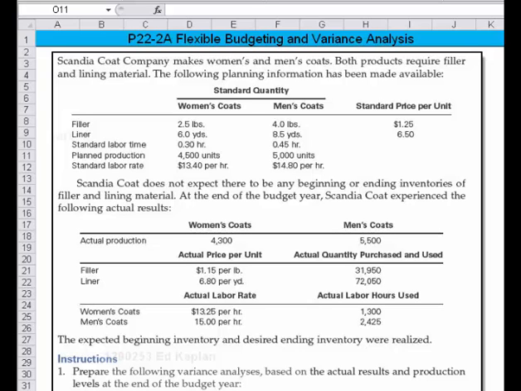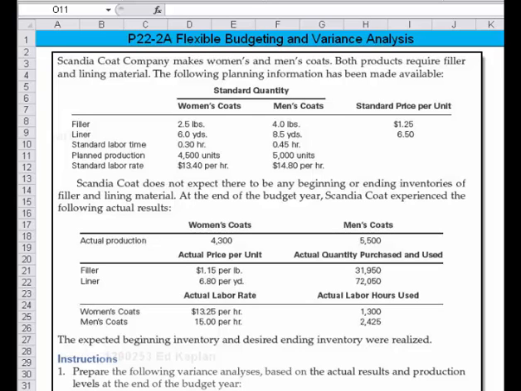Let's explore problem 22-2A, which is a flexible budgeting and variance analysis problem. I'll read it to you. Scandia Coat Company makes women's and men's coats. Both products require filler and lining material. The following planned information has been made available.